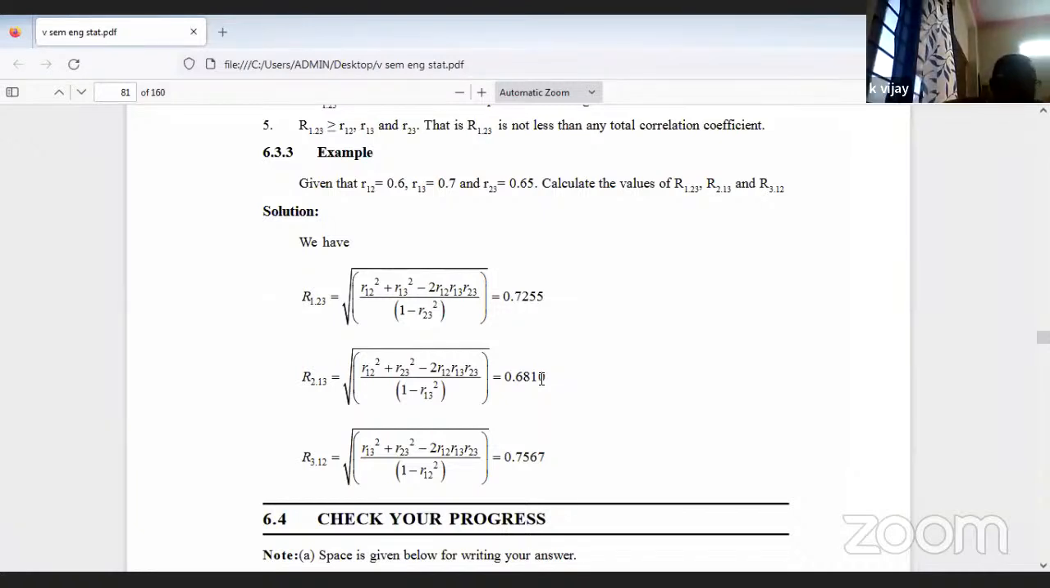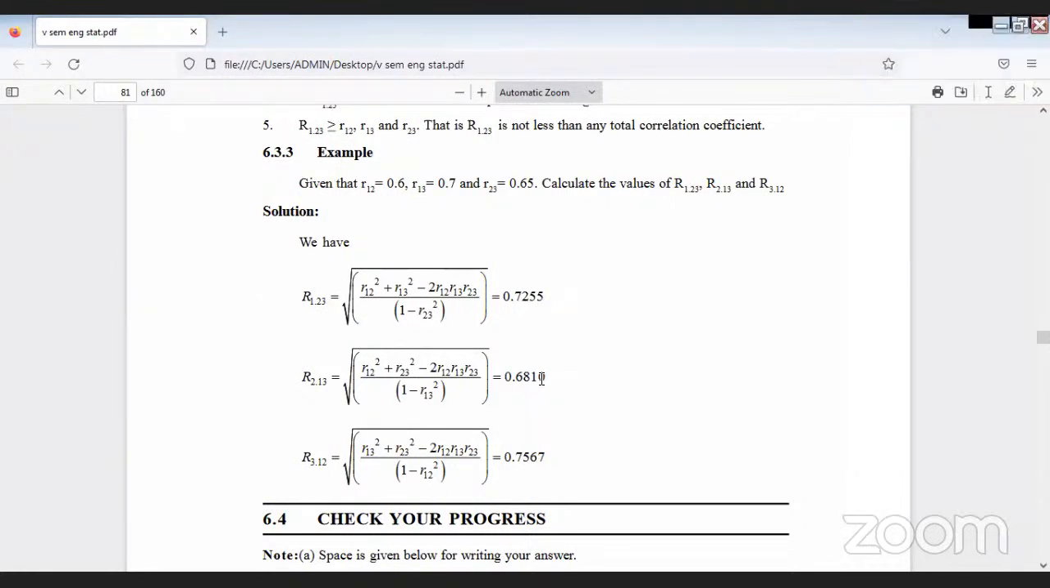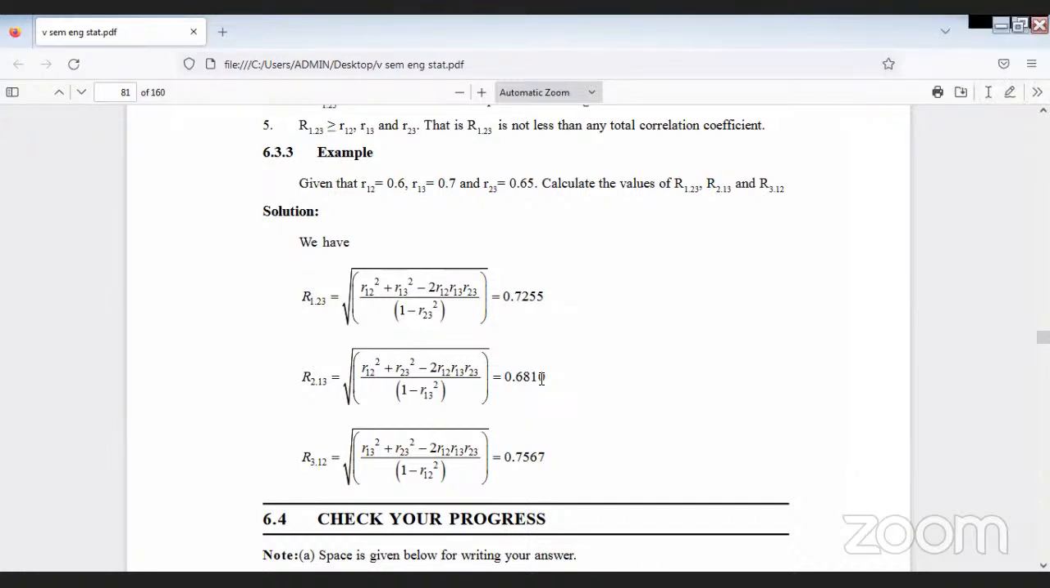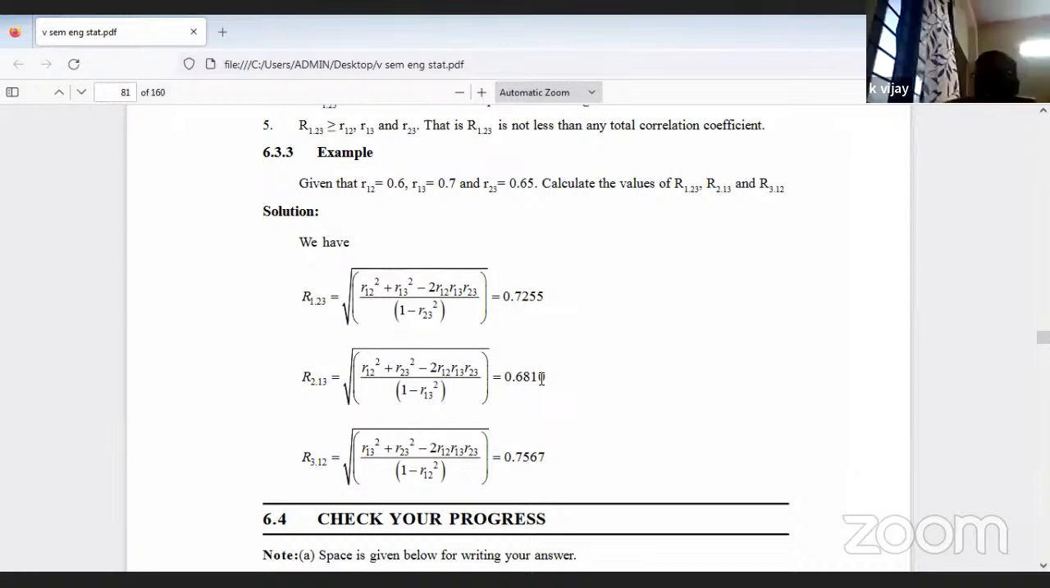Sir, I got 0.610. For the second one, Monisha, 0.6810 came. Okay, check it. Another one, please check it. What I am taking is a square plus b square minus 2abc by 1 minus r13 whole square. After the calculation, after the value, then we take the root.